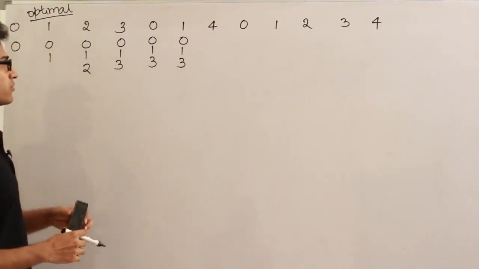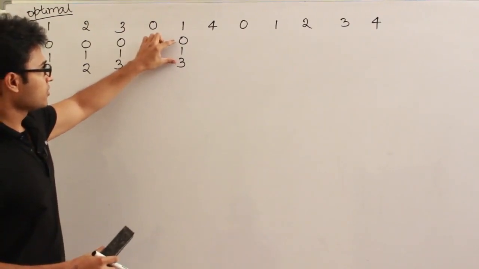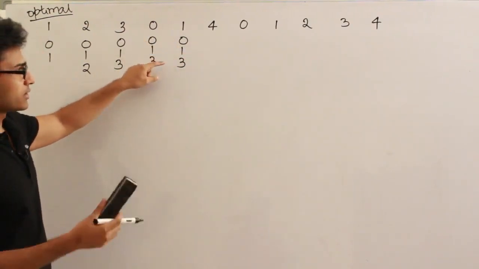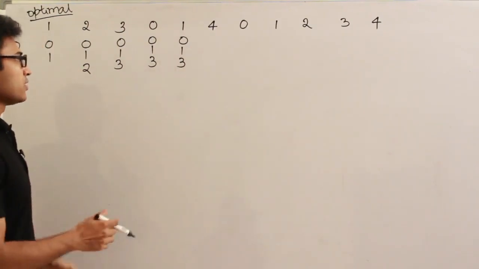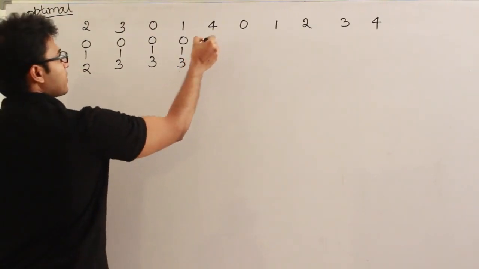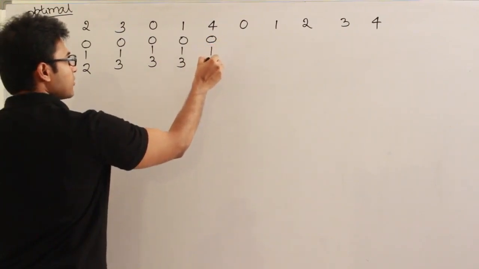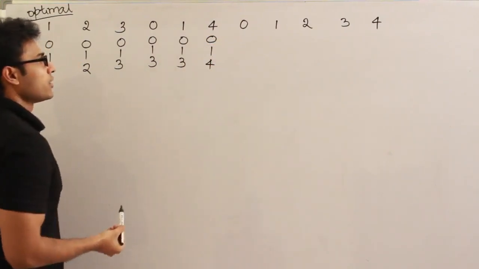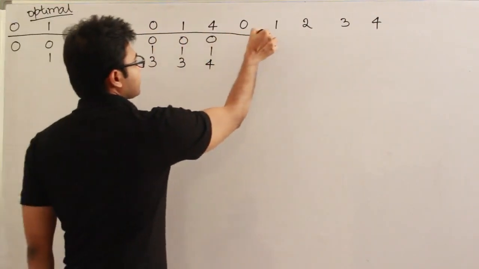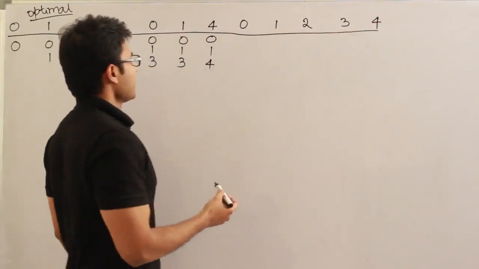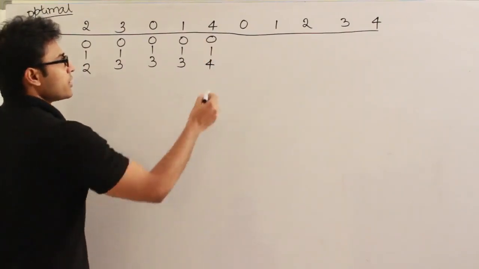And now when 4 is referred, again the same thing will happen. Now we have to check in the main memory which one will not be referred for the farthest time. So 3, if you look at it, will not be referred for a long time. Therefore when 4 has to be brought in, 3 will be replaced with 4. Got it? Fine. And now when 0 is referred, 0 is already there.